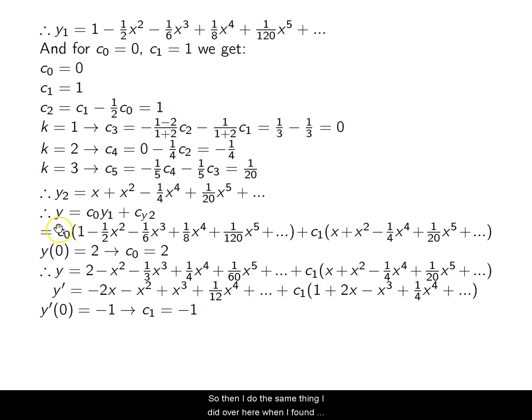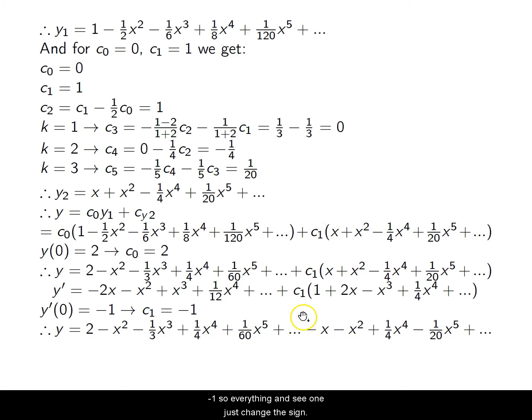So then I do the same thing I did over here when I found out c0 was 2. I come and I multiply everything by -1, so everything in c1 just changes signs. And so this is my answer, right? I have my original thing when I multiply everything by 2 by c1, and for y2 I multiply everything by -1, so all the values are the same. I'm just changing their sign.